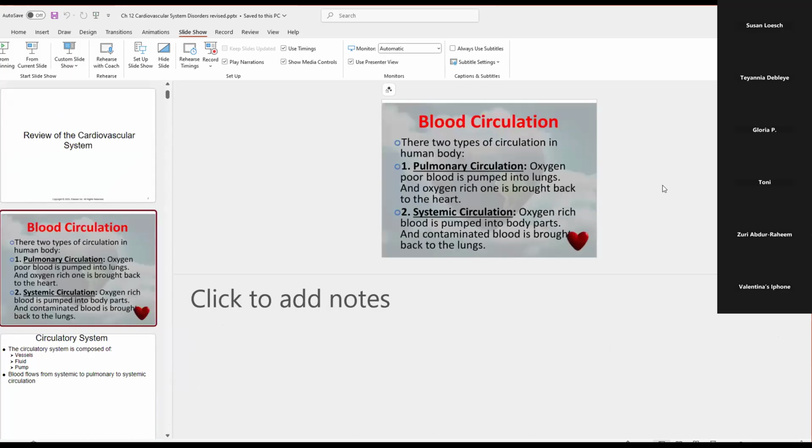Okay, so here we go. Two types of circulation. Pulmonary is what's coming into the right atrium and then to the right ventricle and then into the lungs so that it can be oxygenated. Systemic circulation is what's coming out of the left ventricle into the aorta and out to the body.